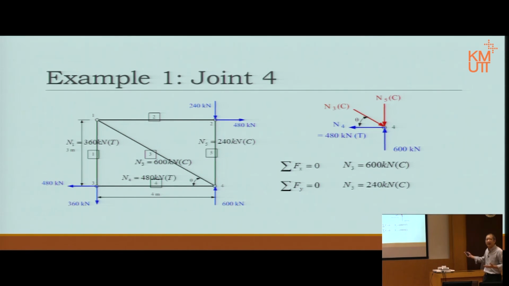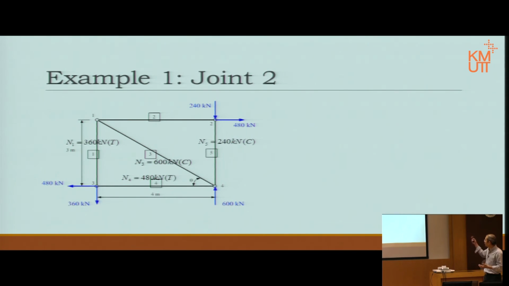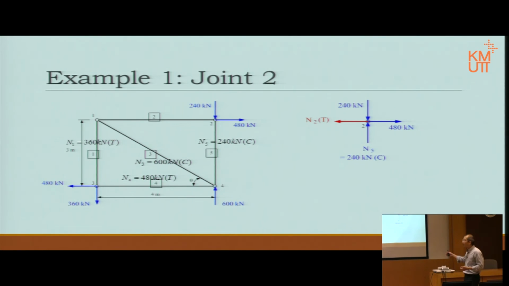Now we have only one unknown left. Well, we can choose any joint. Let's go joint 2 then. Okay, joint 2. Then we have already calculated force. The top 240 is from the applied force, and then the bottom 240 is from N5, which we already calculated as compression. Then we have 480 applied forces.